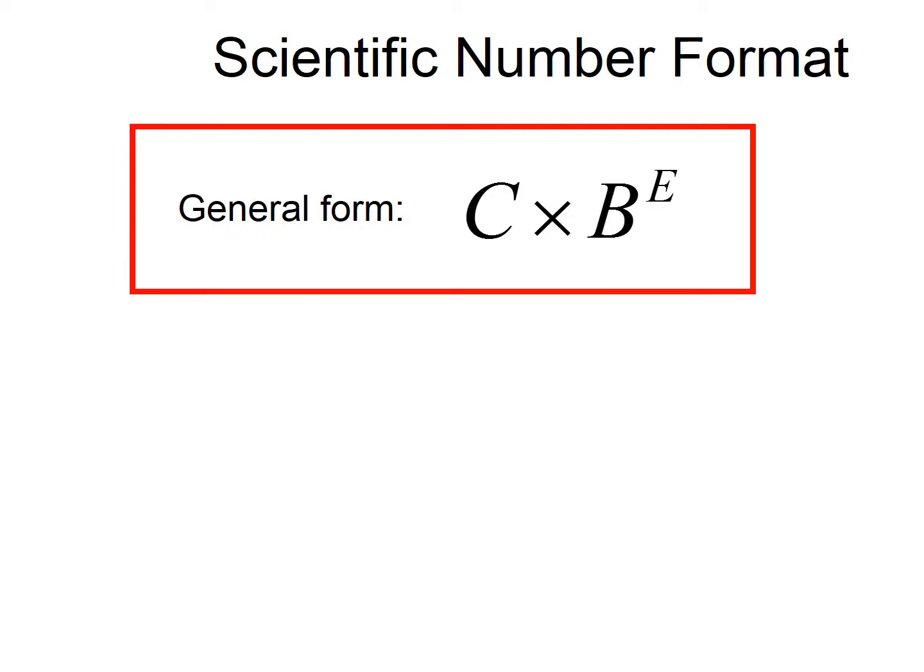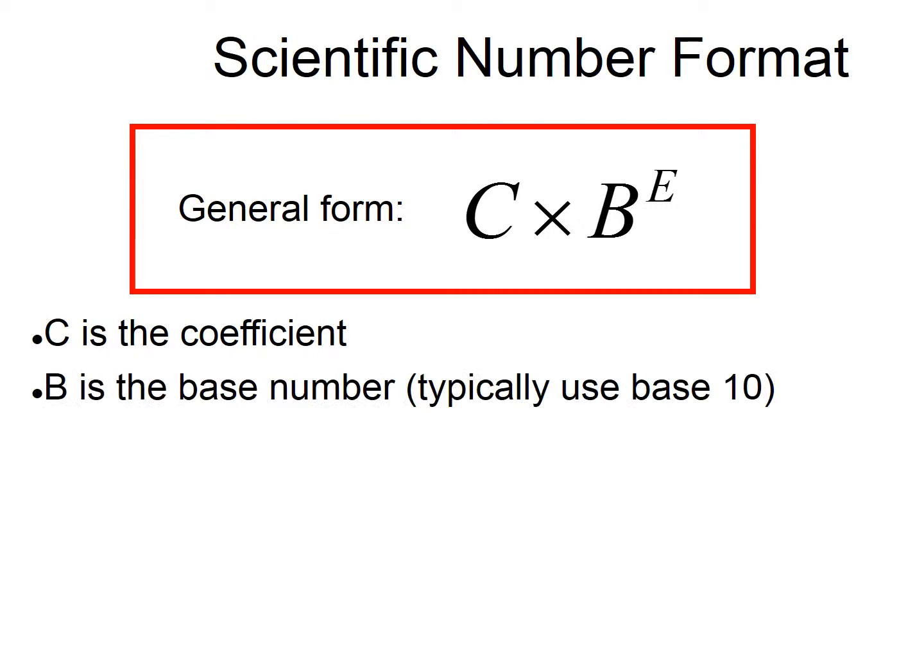Okay, so this is the general form. This C is the number that determines the value of the thing that we're measuring or representing. B is almost always 10, and E is the exponent, so basically the magnitude of that measurement. Is it in the tens, which would be a 1? Is it in the millions? It would be a 6. That's what all those things say there.